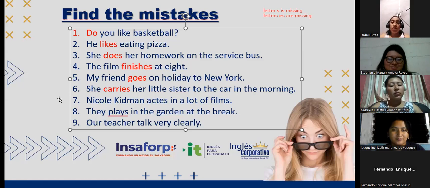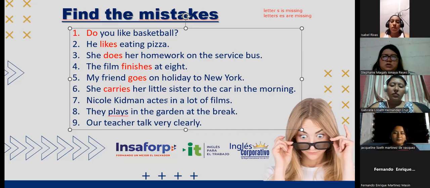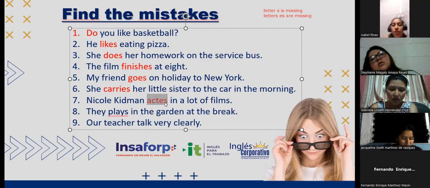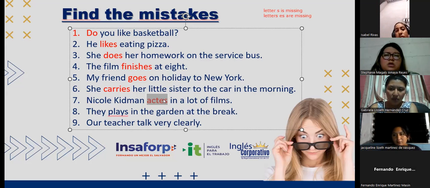So, number seven, guys. Nicole Kidman acts in a lot of things. Acts, right? The mistake is in the verb acts. Okay, there is a mistake over there, right? What is the mistake? ¿Cuál es el error? We only need the S.